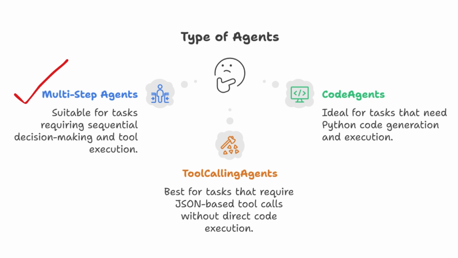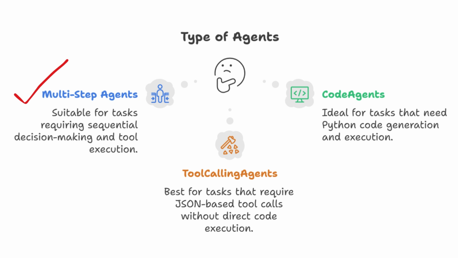Observe to gather necessary information, including previous results. And act to call a tool or function to execute the next step. This thought, observation, action cycle is repeated for each step until the task is complete. So, how multi-step agents work.